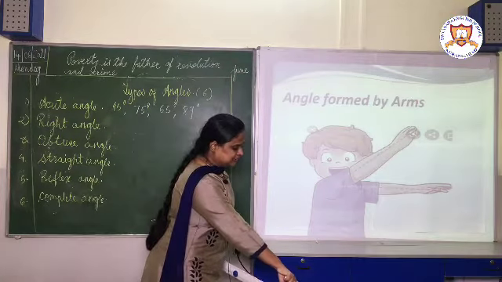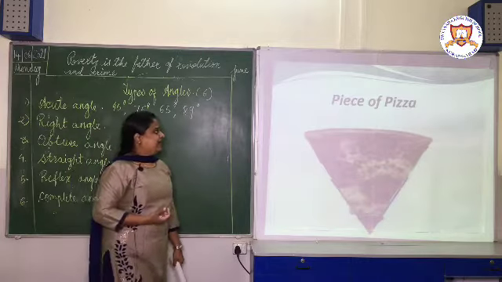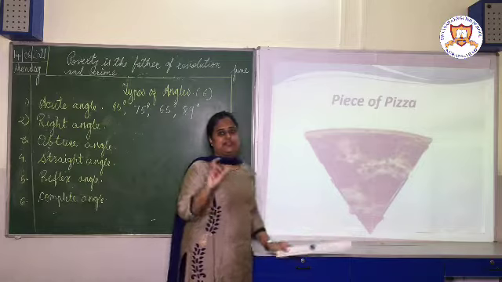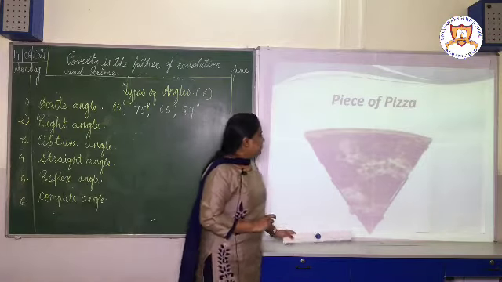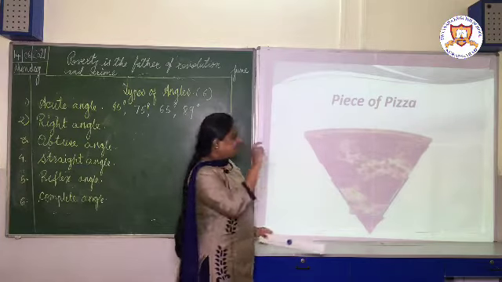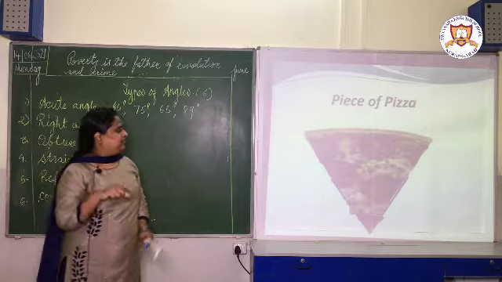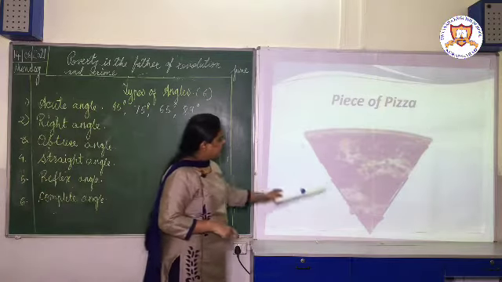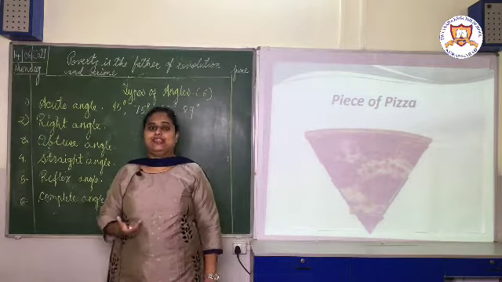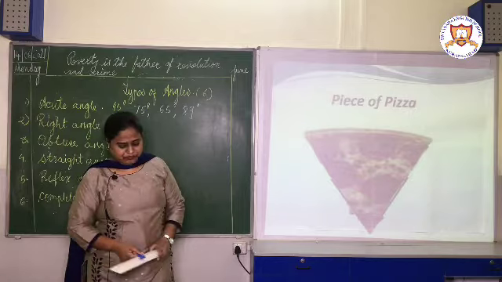Now, we'll see the third one. Many more examples are there. We can find them in our surroundings. Third, it is yummy pizza. See here, the piece of pizza. It's very yummy. So, here also we can see the acute angle. If we cut the pizza in such a way, each slice of pizza has an acute angle. Correct? So, this is a day-to-day life example.